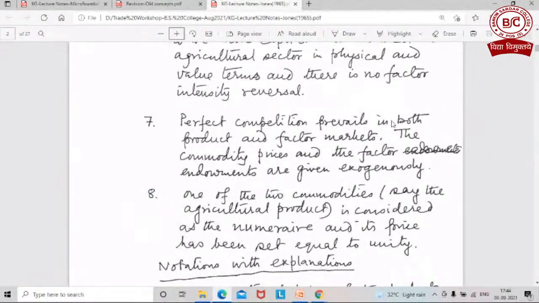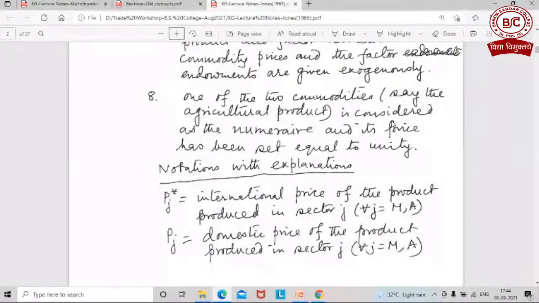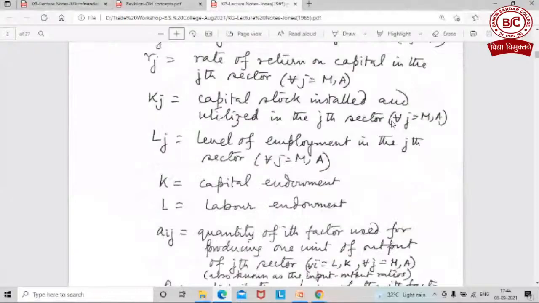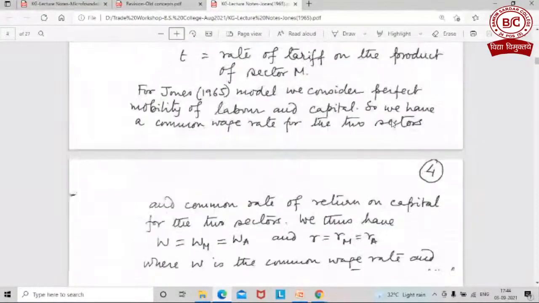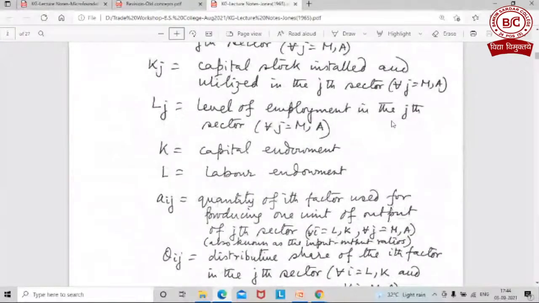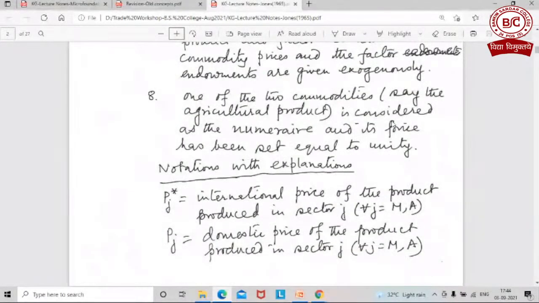We did this because questions were raised earlier that there is no money market condition. How can you justify all these things? This is the way one can justify. I shall not go through the list of notations, but I just want to say a few things here. The international price from now on, I shall denote by PJ star, say PM star, PA star, whereas domestic prices by PM and PA. For the agricultural product, PM star is equal to PA star equal to 1. For the agricultural product, actually, there is no difference between domestic price and the international price. For the manufacturing product, there is a difference between international price and domestic price.